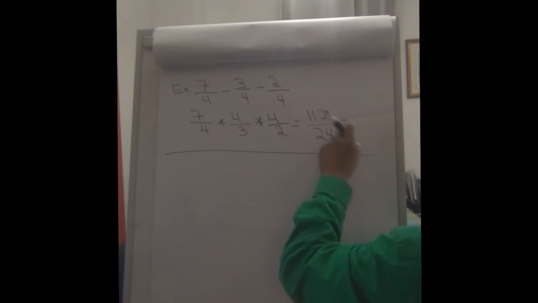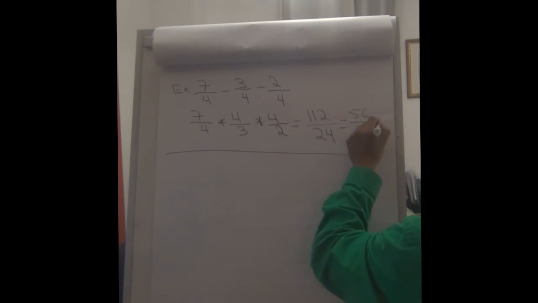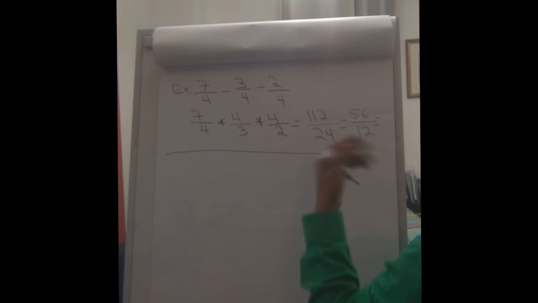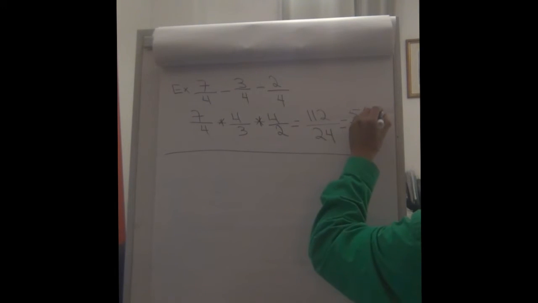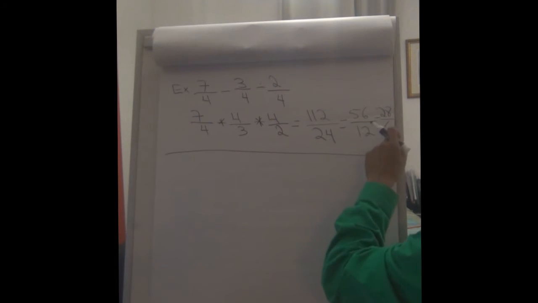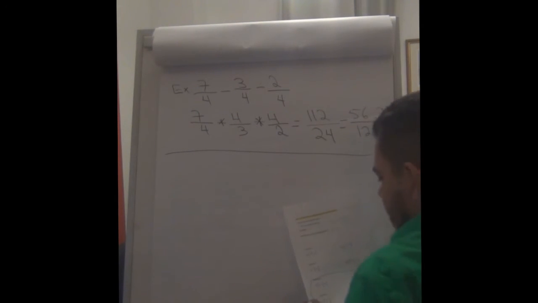Or you know what? Okay, what's half of 112? 56. What's half of 24? 12. Can you take half of 56? Yes. What is it? Is it 28? And half of 12 is 6. Can you take half of 28? Yes. Can you take half of 6? And so on and so forth. I'm really not into the simplification right now. I'm trying to explain to you how to divide. Alright, let's do another problem.